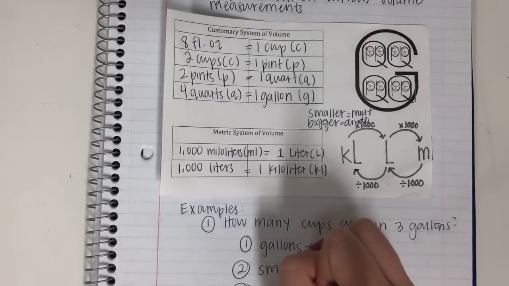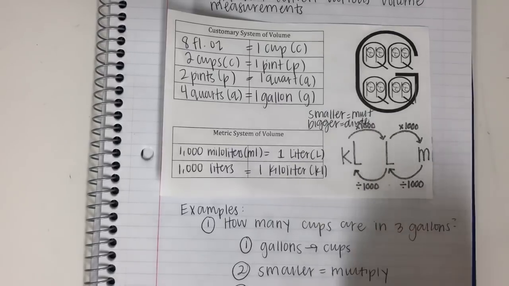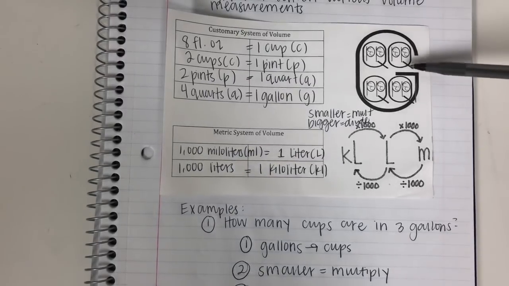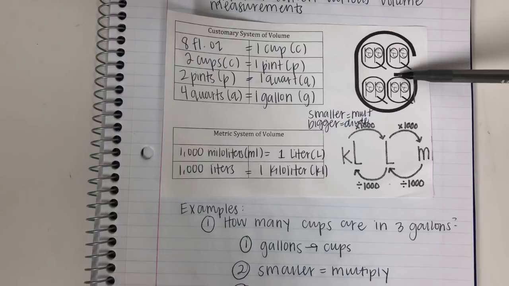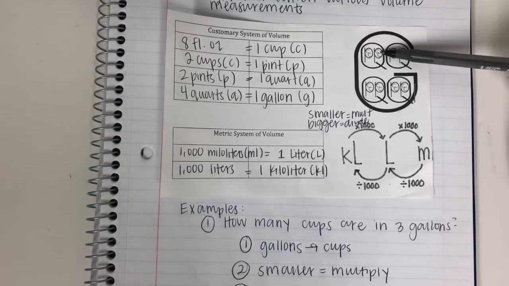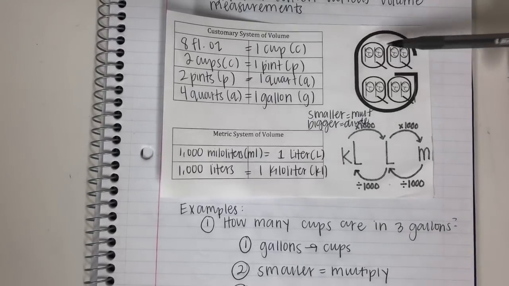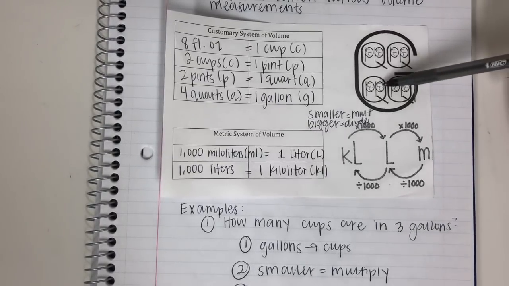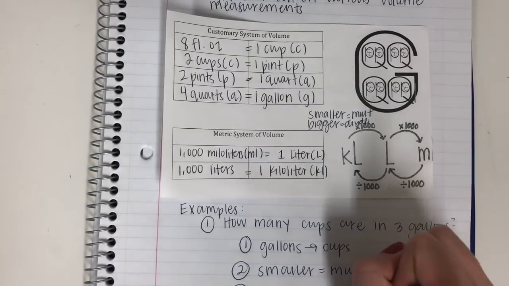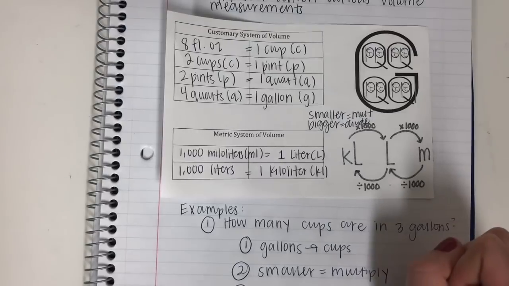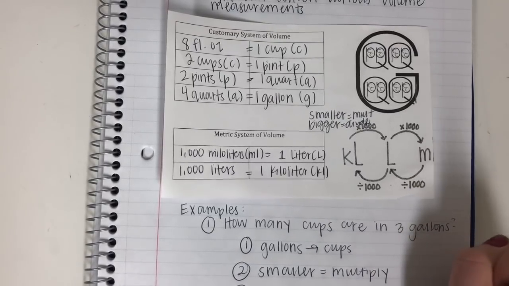So we're going to do 3 gallons times, and then what is my conversion rate? How many cups are in a gallon? Let's take a look. Up here, here's our 1 gallon. We have 4 quarts in a gallon, 2 pints in a quart, and 2 cups in 1 pint. So all we have to do is count. 2, 4, 6, 8, 10, 12, 14, 16. There are 16 cups in a gallon just based off of our picture. So 16 times 3 is equal to 48 cups.